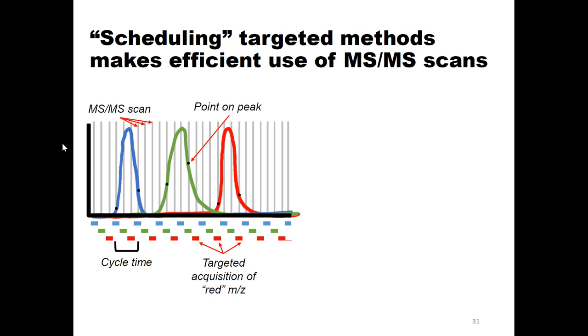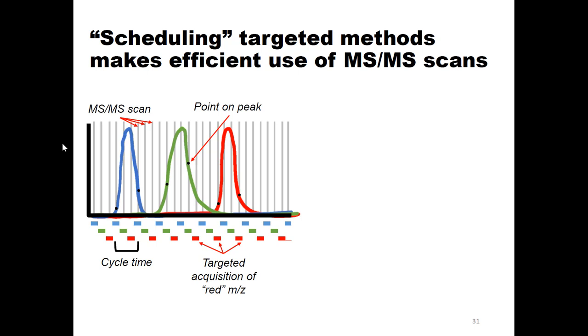So remember the time in between each of these scans. If I make one scan and then I go through all the other things that I was measuring and I may finally get back to that same analyte, that's the cycle time. And let's say we're on a triple quad where we have to say exactly what we want to measure and when we want to measure it.